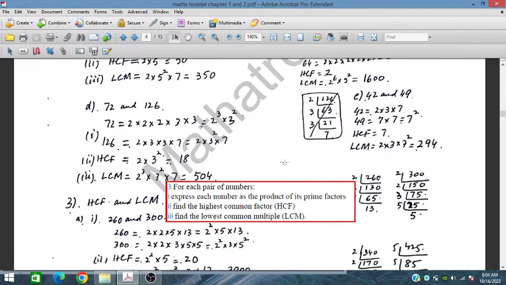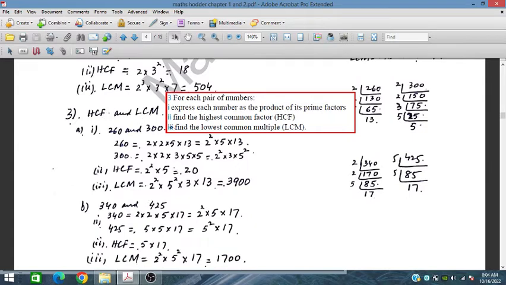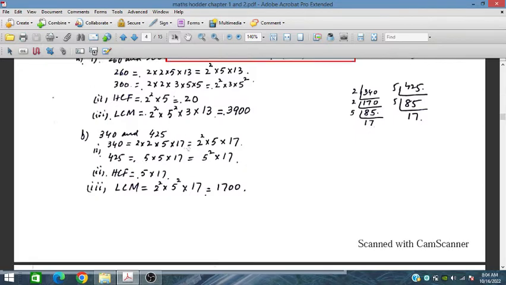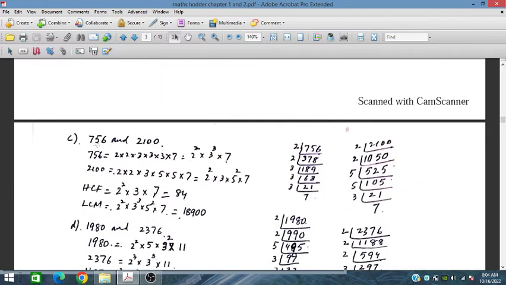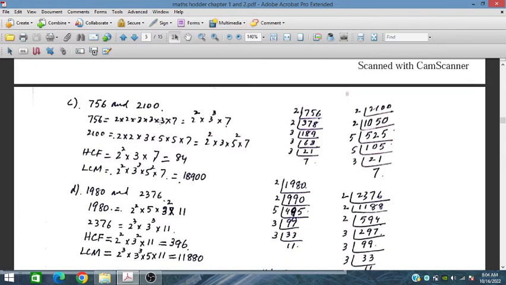Similarly for part 3, for HCF and LCM, for each we express the highest common factor. This is the highest common factor. The same technique applies here. Similarly for the LCMs, 340 and 425, we find the HCF using these factors, and the LCM. So this is very easy. 756 and 2100: these are the factors of 756, we have written down these factors. This is rough work, and HCF and LCM are this.